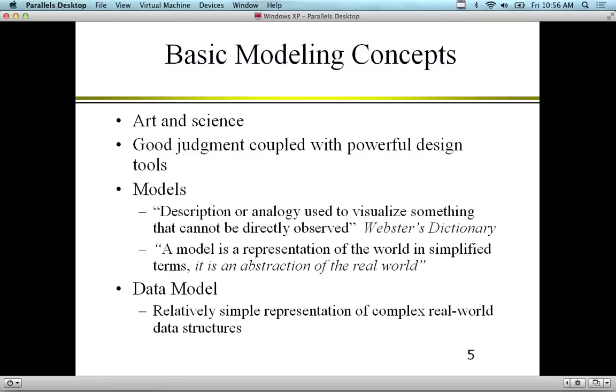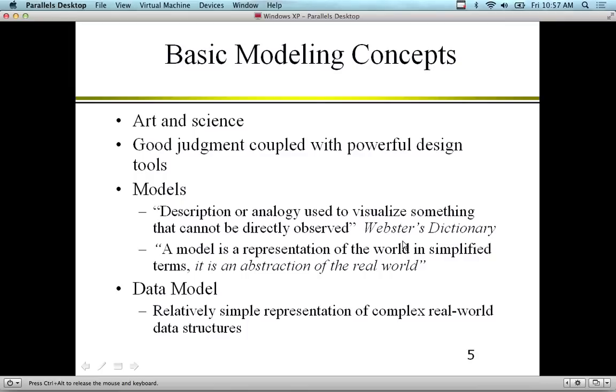So basic modeling concepts. You don't have to be an artist, but modeling is sort of an art and a science. It's not like drawing. You can see we have clearly defined boxes and lines between the boxes and stuff. Good judgment coupled with powerful design tools, essentially. The models themselves are descriptions or analogies used to visualize something that we can't see. That's the Webster's dictionary approach to it.